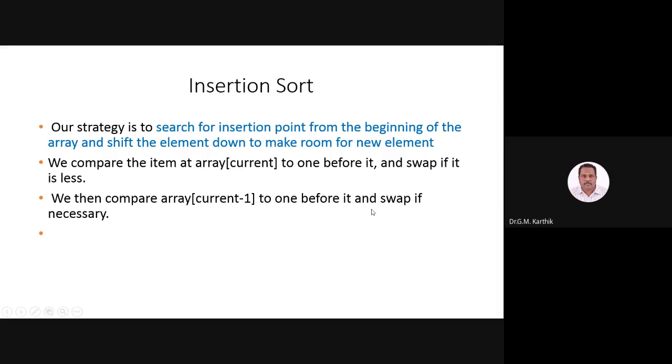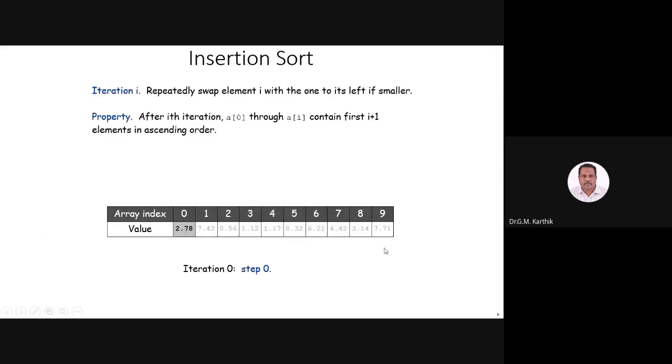So what will be our strategy here is, you will search for an insertion point from the beginning of the array and we will shift the elements one step down to make room for the new element. Then we will compare the item with the current array before you try to swap it. So now I will show you an example of how it works iteration wise.